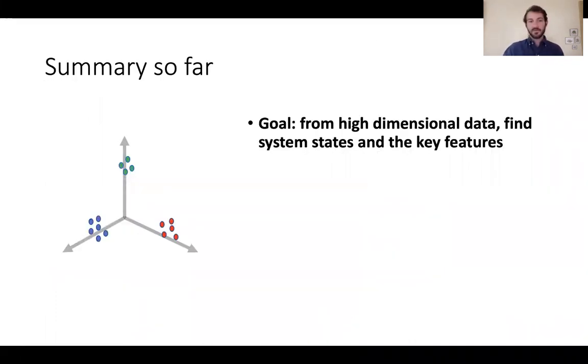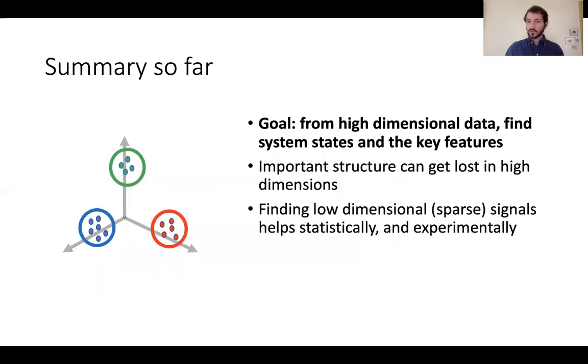So to summarize so far, the goal was to take this high dimensional data and essentially divide the data points into clusters and find out which of the features of the high dimensional data define those distinct clusters. And first, what we learned is that some of the structure, some of the signature of these clusters can get lost in high dimensions. But by looking for some sort of sparse signal, not only can we make serious steps statistically, but also experimentally. Because now I have a list of genes that I can go and do an experiment and tag or stain for and see what they actually do in the embryo.